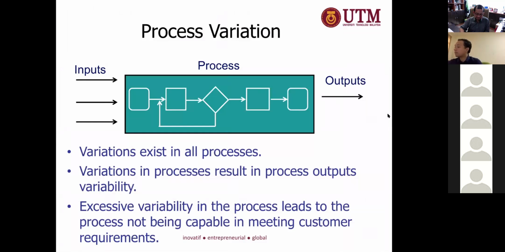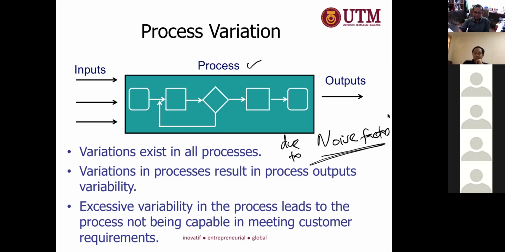In any process, there is a lot of variation. What is the variation? Variation is due to noise factors. Remember, injection molding.